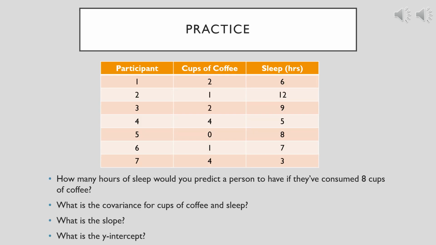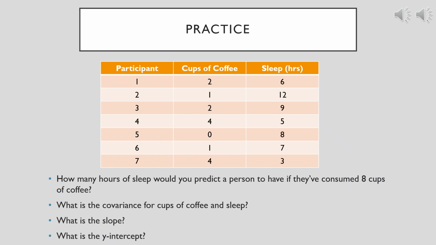All right, so let's get into it. Today we're going to be predicting hours of sleep from cups of coffee consumed. And you might think about just in general, what kind of relationship would you expect to see? Would you expect a positive relationship where the more cups of coffee somebody consumes, the more sleep they get? Or would you see a negative relationship where the more cups of coffee you consume, the fewer hours of sleep you get? Yeah, you'd expect this to be a negative relationship, right?